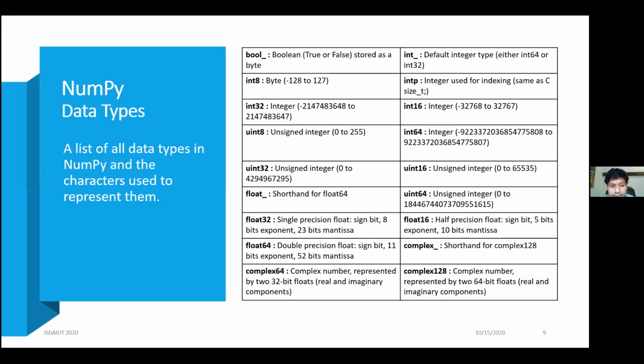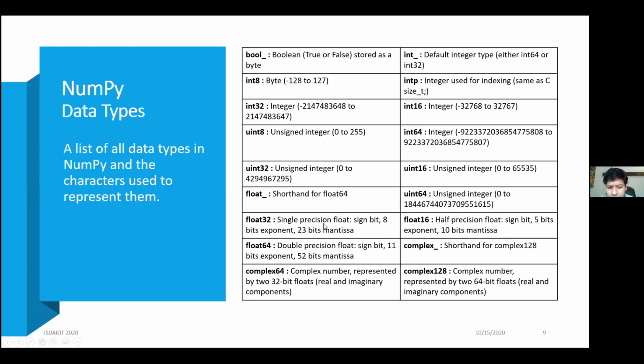So now let's move on to the next slide. Here we have a list of some of the commonly used data types. Most of them, I think you are familiar with. Like here is Boolean, int, integer, 8 bits, intp. This is actually an integer used for indexing, so it's more like an integer pointer.